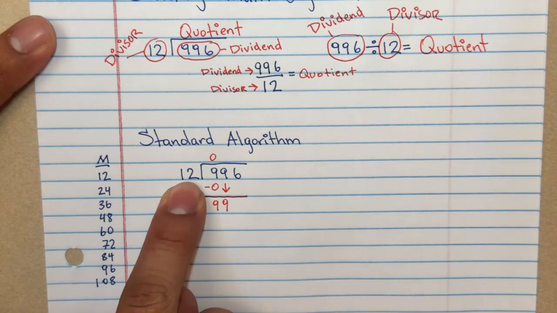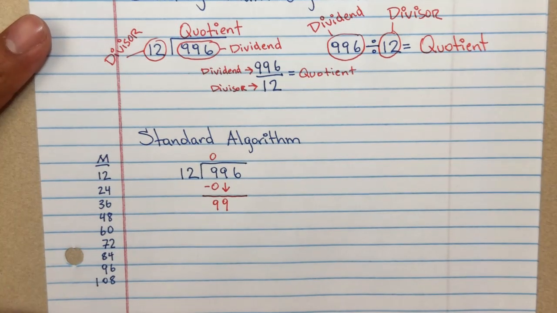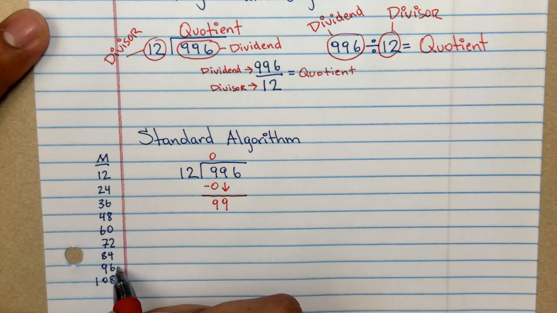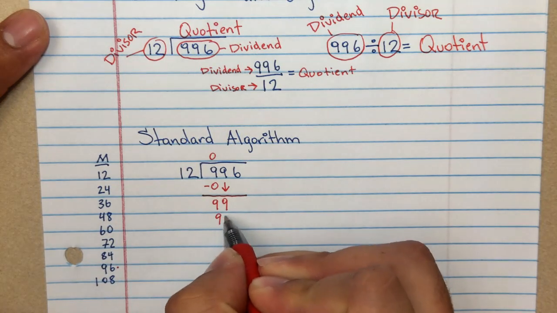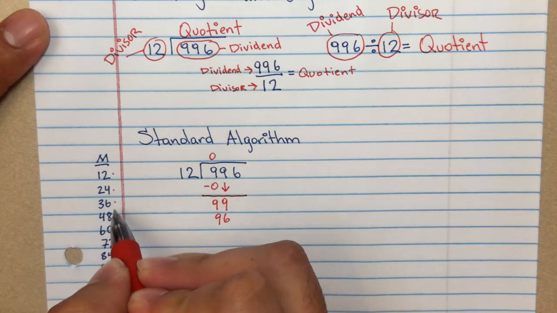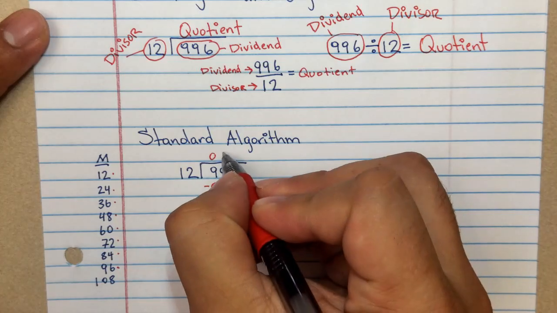Now can 12 go into 99? Is there a number on this list that's close to 99? What number do you see? 96, right here. 96, this one will work. Now how many times did I have to go down the list? 1, 2, 3, 4, 5, 6, 7, 8. 8 times.